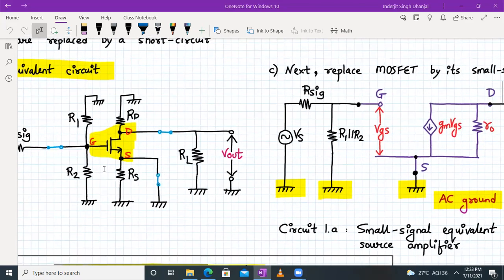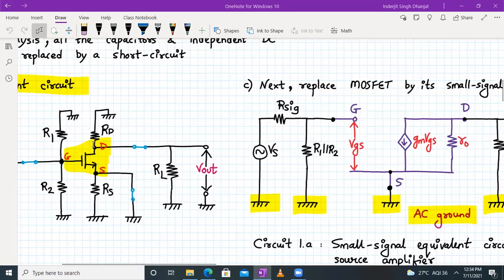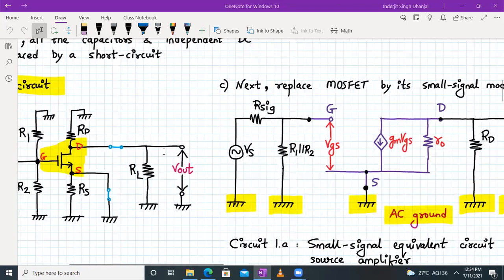Now at the source terminal, one end is connected to the ground and the other end is going through the RS resistor towards the ground. So basically when we have a short circuit and a resistance, the short circuit will be preferred because it is the low resistance path. That means the source terminal is directly connected to the ground. So here it is. Source terminal is directly connected to the ground. What about the drain terminal? At the drain terminal, we have resistor RL and resistor RD connected in parallel. So here you see resistor RL and RD connected in parallel, and across the load RL, we have the output.